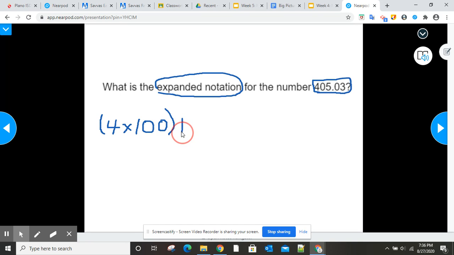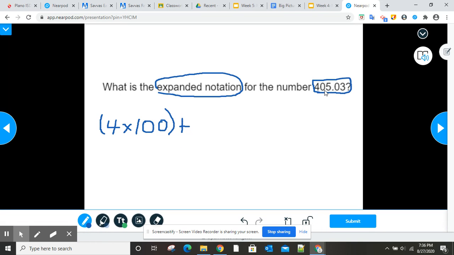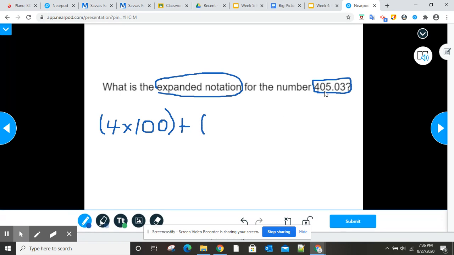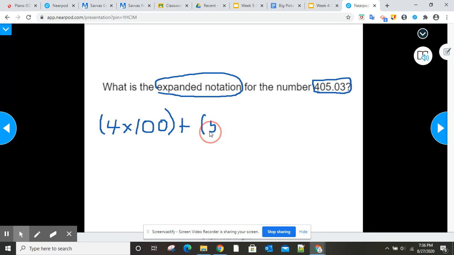Now I'm adding, and it's 0 in the 10 spot. So I have a couple choices here. I could show the 0 in the 10 spot with parentheses, or since it is equal to 0, I don't have to actually show it. So I am going to actually leave that off and move to my 5. My 5 is in the ones place.